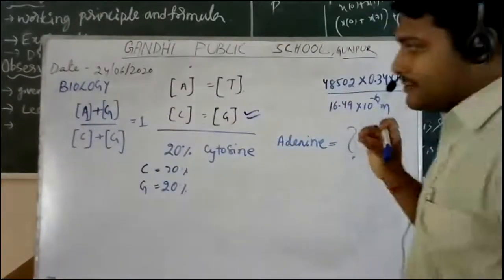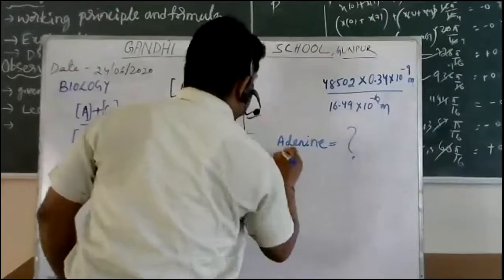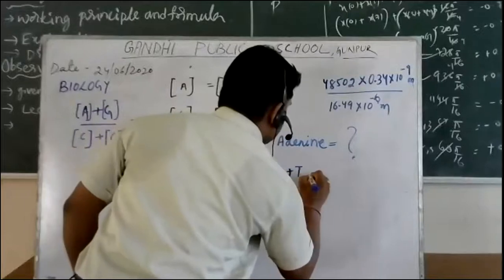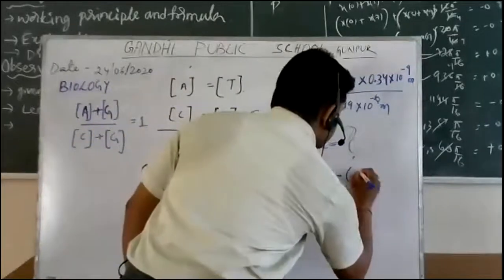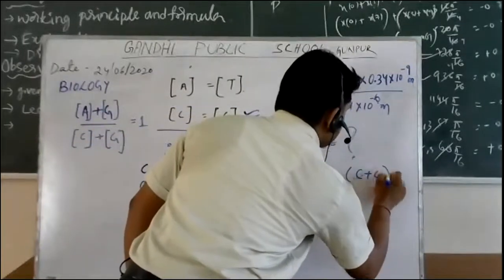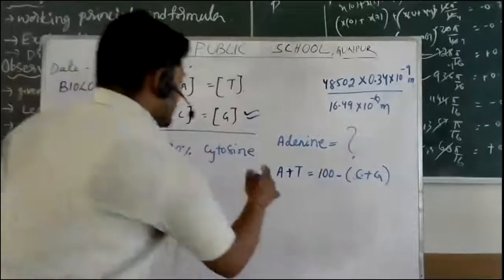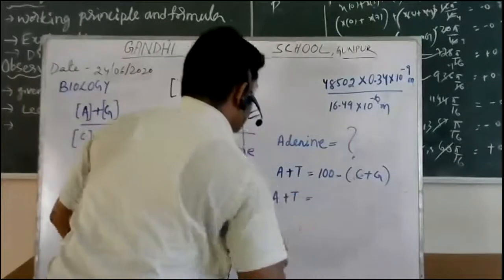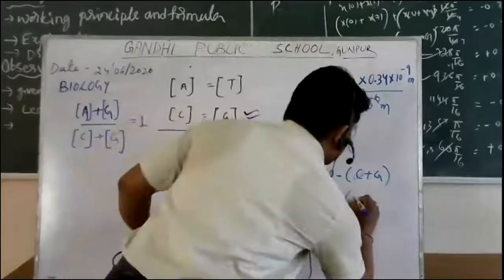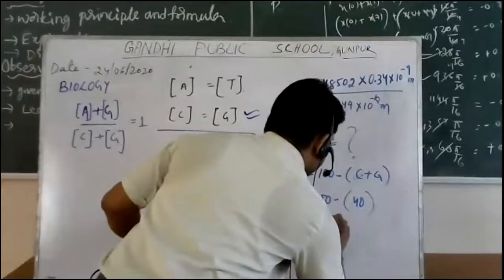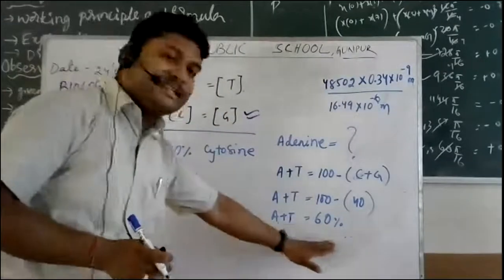So a very simple formula that you have to understand: A plus T equals 100 minus (C plus G), because we're counting out of 100%. Here we do not know anything about A plus T, so let us keep it as it is. A plus T equals 100 minus C, which is 20, and G, which is 20. So that is 40, which gives us a value of 60. So the total value for adenine and thymine is going to be 60%.